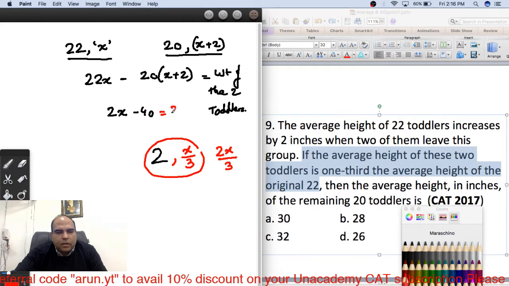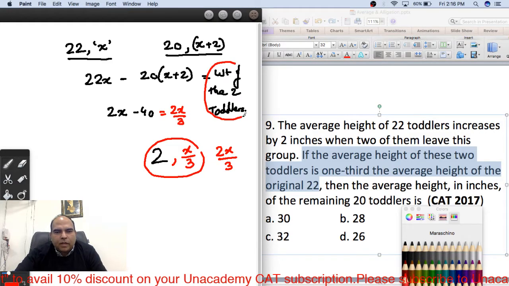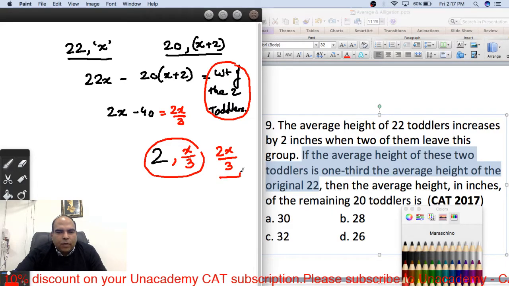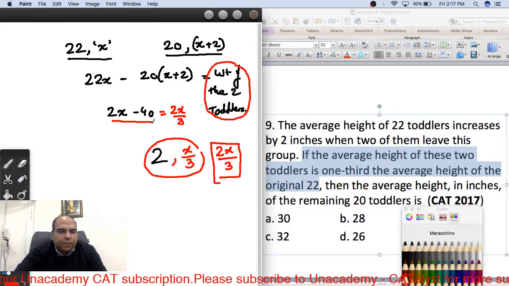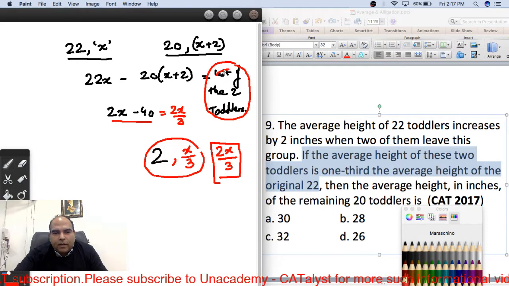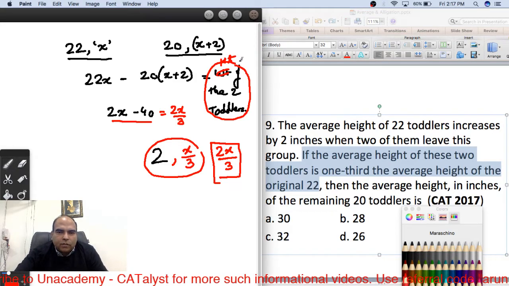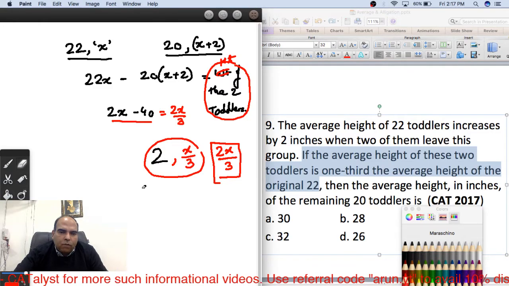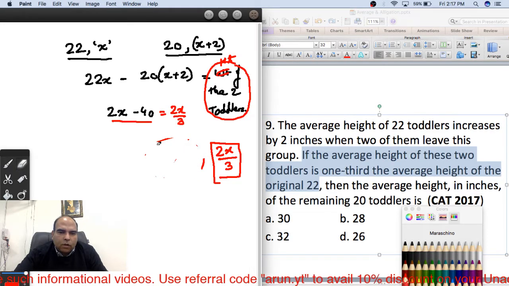So we can equate these two because both the methods are giving you, or both the angles, whether I'm looking at it from 2x by 3 angle or I'm looking at it by 2x minus 40 angle, both of them are giving me the height of the two toddlers. Doesn't matter. You don't need to bother too much about whether it's weight or height. It's not going to matter much in this question. So all I have to do now is equate these two and solve for x. It's a very simple question.